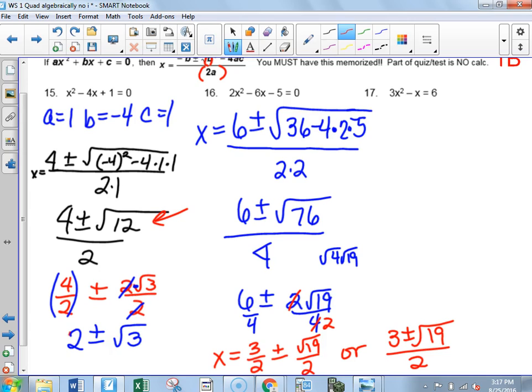Fond memories of quadratics or not so much? Just the imaginary numbers. I don't think it's hard. There are just so many places to make a little mistake, right?